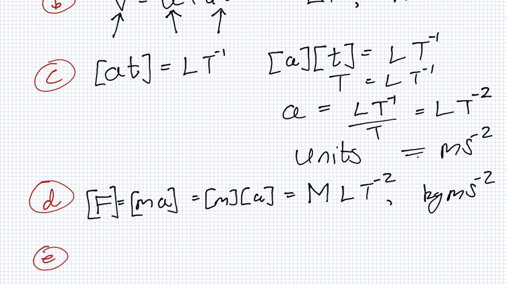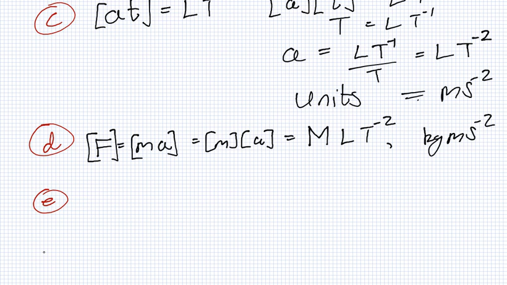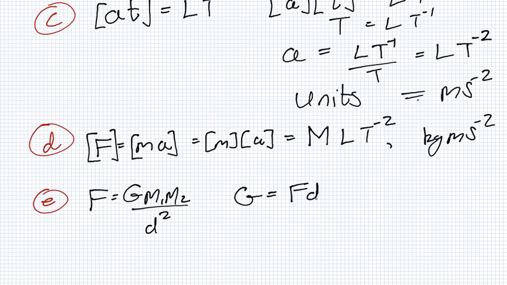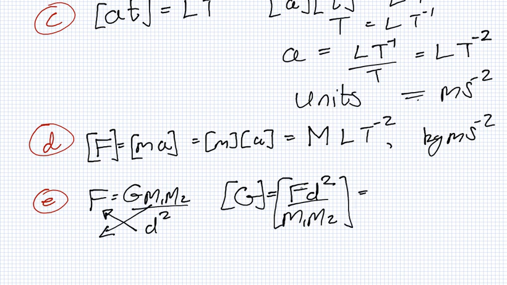E, let's see, so we have F equals G M1 M2 over D squared. So if we rearrange that, we get G equals F D squared over M1 M2. Just bring the D squared up and the M's down, leaving me with just my G. And the dimension of G is the dimension of all of this. And we have the F from the previous one, it's mass length per time squared.